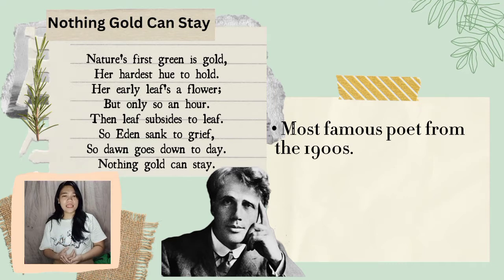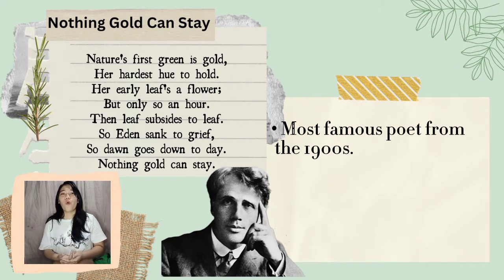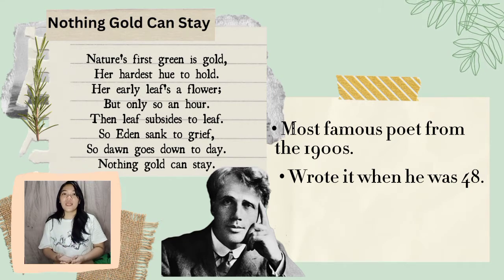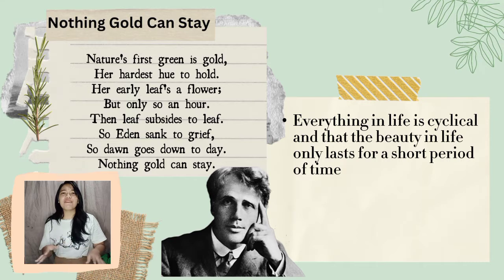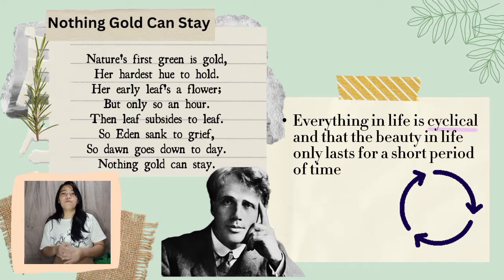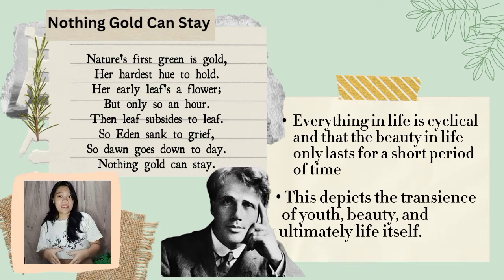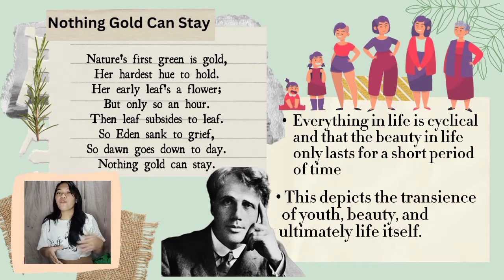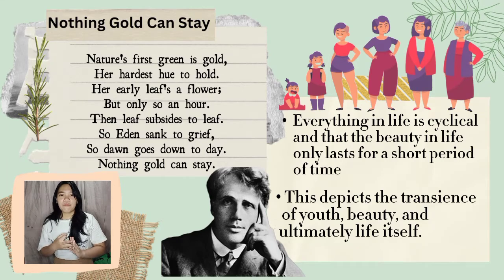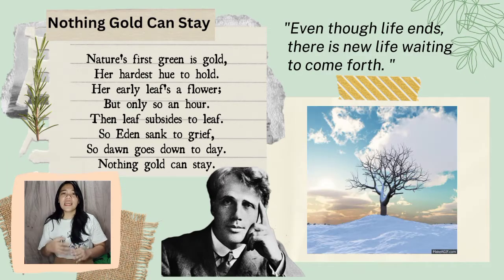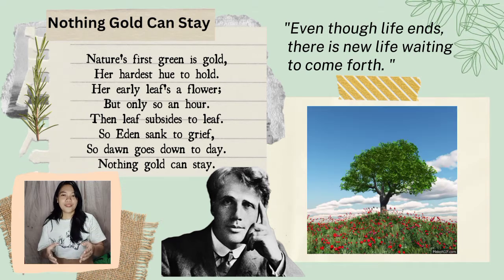Well, Robert Frost is one of the most famous poets from the 1900s. He wrote this poem when he was 48. And it shows a metaphor of spring's ending, pointing out that everything in life is cyclical and that beauty in life only lasts for a short period of time. This depicts the transience or the temporariness of youth, beauty, and life itself. It has its message that even though life ends, there's a new one waiting to come forth.